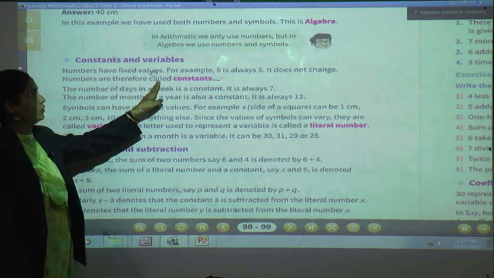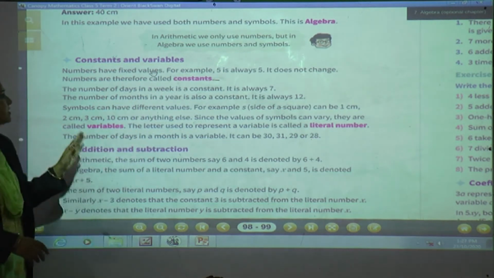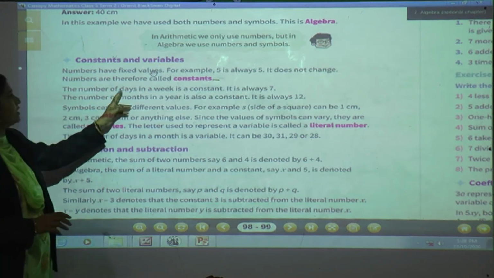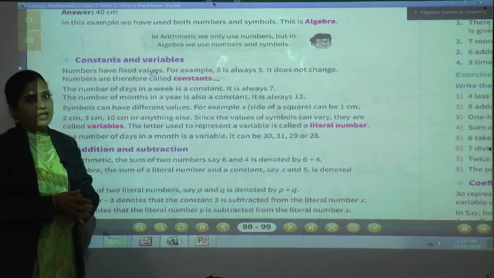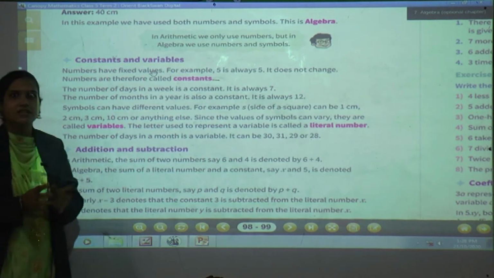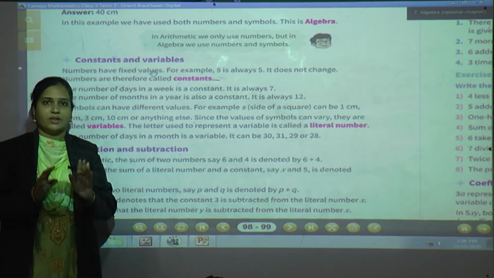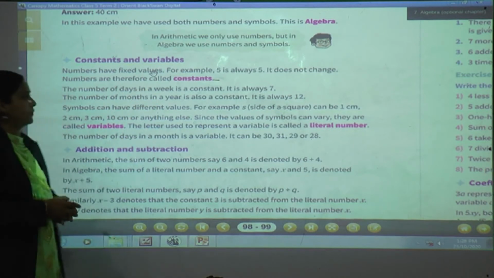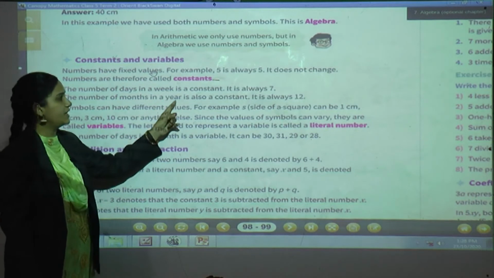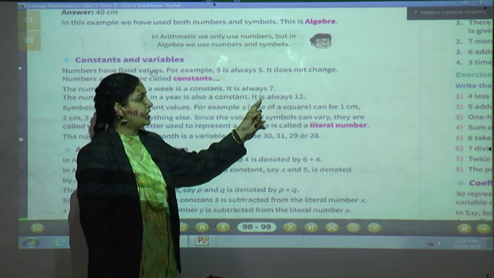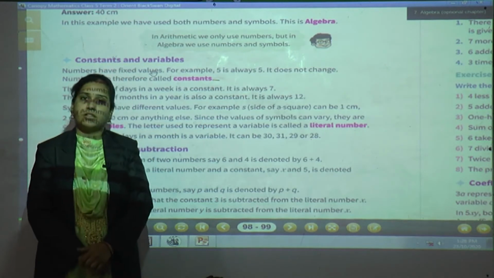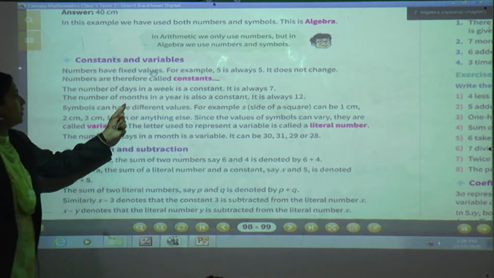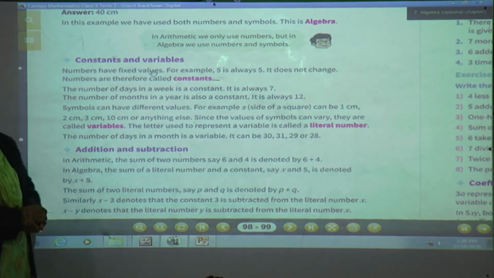Numbers are therefore called constants. That means they are fixed. We can't change them. The number of days in a week is also constant. It is always 7. Can we make it 8, 9, 10? No. The number of months in a year is always a constant. It is always 12. Can we make it 13, 14 or 30? No, no. So the months in a year are also constant.